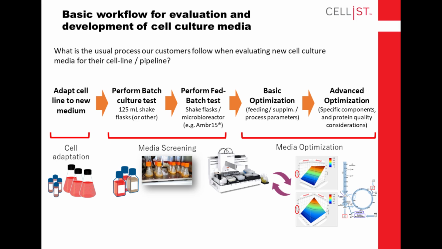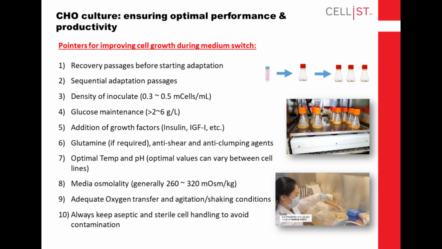So I just want to briefly present a few pointers that will help you to ensure you get the maximum performance from your CHO cell line. And this looks quite obvious. Most of these pointers are things that you already know, but some of them are quite important to take into consideration. That's why I want to mention them. The first two steps of recovery and then sequential adaptations are very crucial in order to evaluate new media. You need to let the cells get used to some new media before they can get the best potential of that media. And I will show some example later.